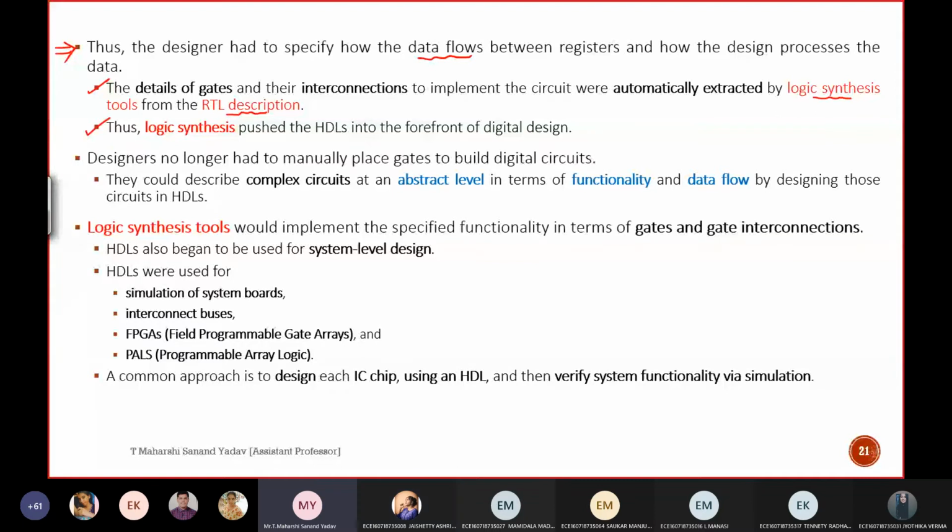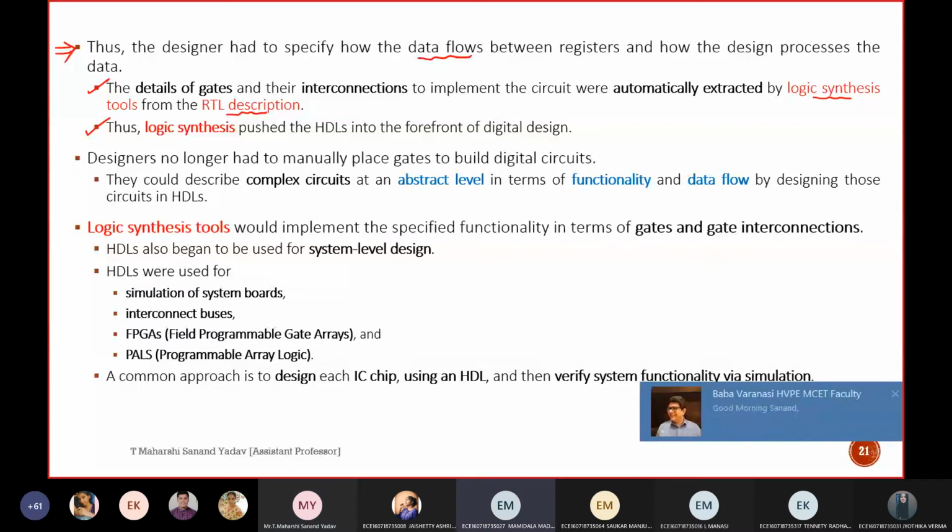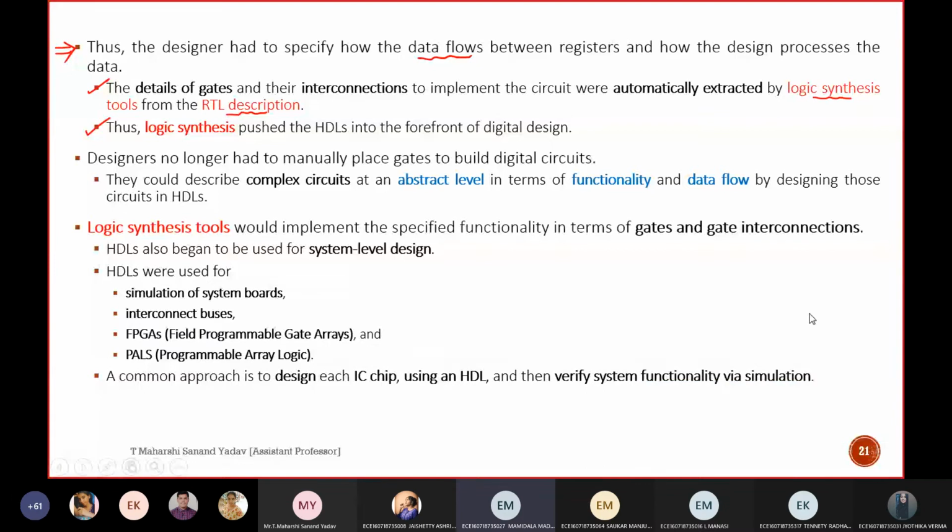Next. Thus, logic synthesis pushed the HDLs into the forefront of digital design. Designers no longer had to manually place gates to build digital circuits. They could describe complex circuits at an abstract level in terms of functionality and data flow by designing those circuits in HDLs.